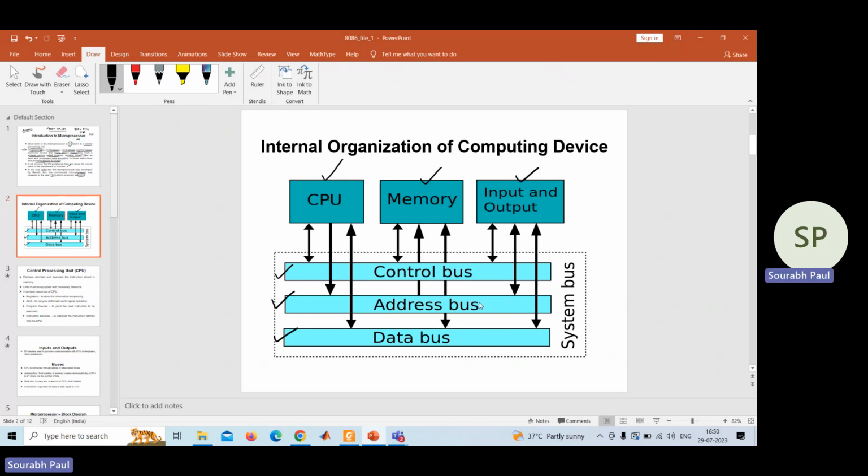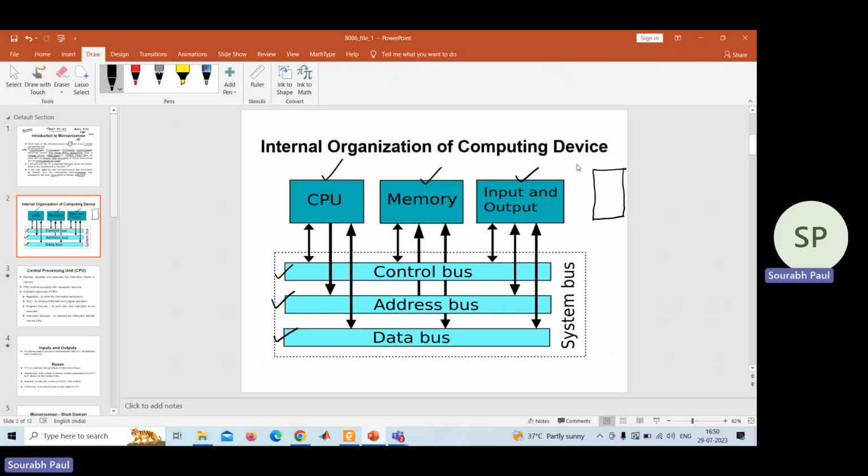Now, the address bus will indicate the address from where you need to take the instruction, or where you need to read the data, or write the data. So this address will be given through this address bus. Suppose you have some memory location. Suppose you have some memory.